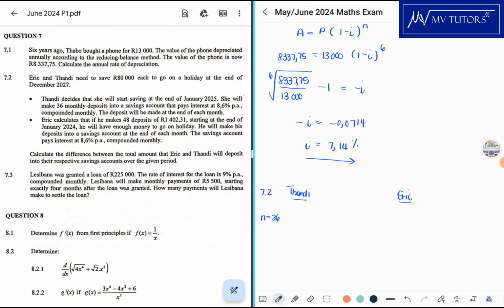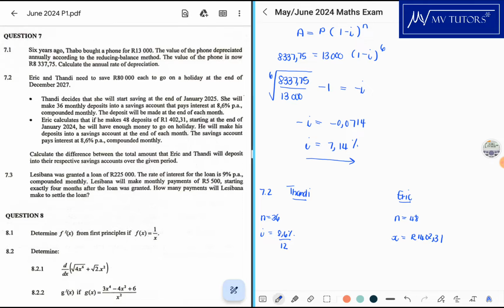Into a savings account that pays interest at 8.6% per annum compounded monthly. The deposit will be made at the end of each month. All right. Now, Eric calculates that if he makes 48 deposits, okay, so he will take a bit longer, of 1,000, okay, so we have the monthly deposits of 1,402 Rand and 31 cents, starting at the end of January 2024, he will have enough money to go on holiday.